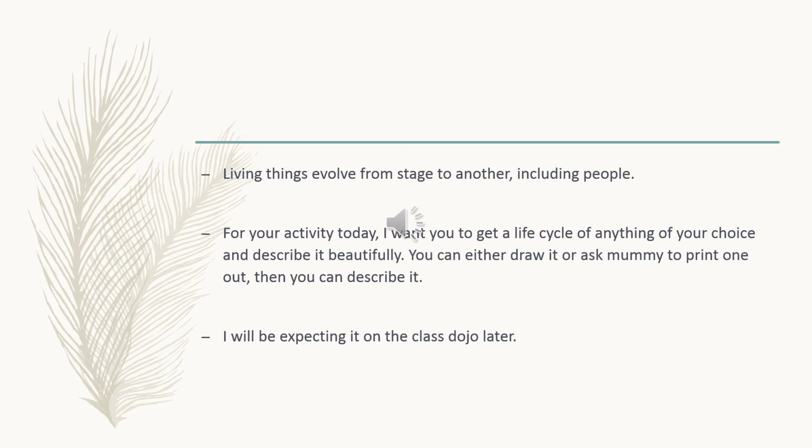Now for your activity today, I want you to get a life cycle of anything of your choice and describe it beautifully. It could be any plant or animal. You can either draw it or you ask mommy to print one out and then you describe it beautifully. Remember our describing words, right?